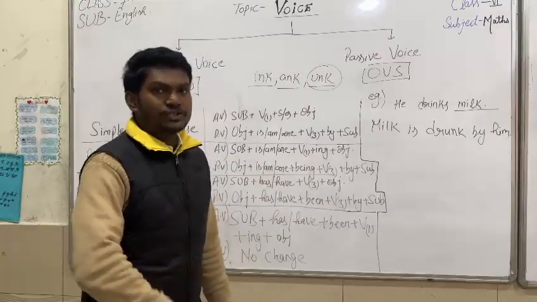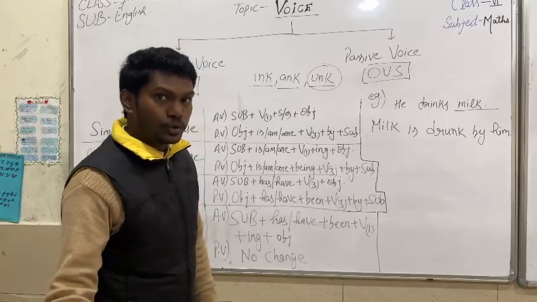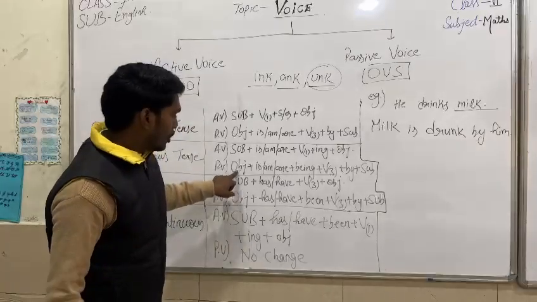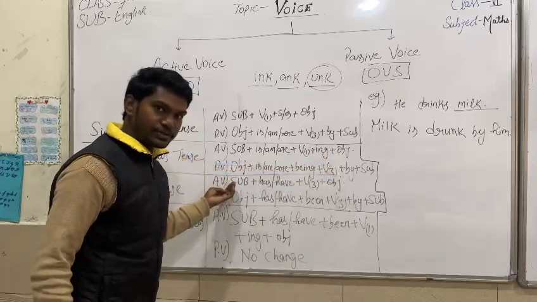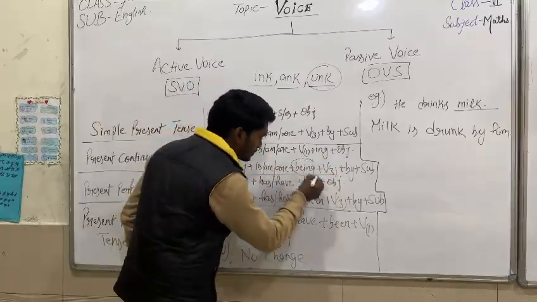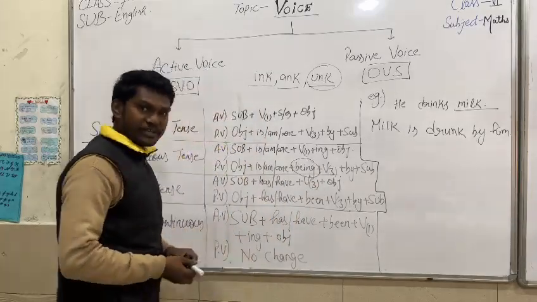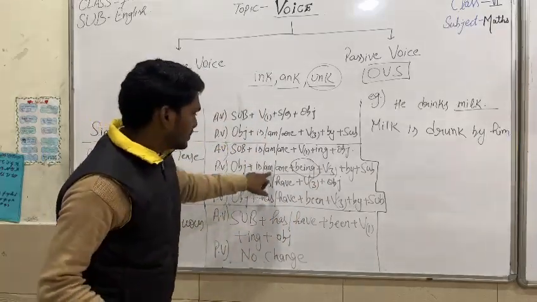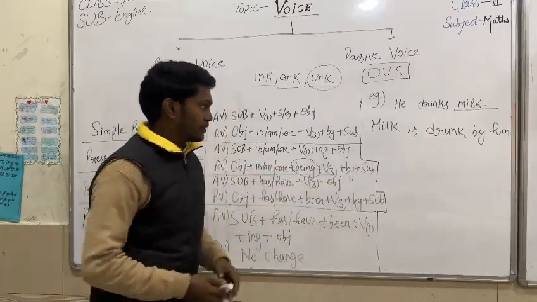This is the active voice rule of present continuous tense. Now, to convert it into passive voice, the rule goes as object plus is/am/are. Object is taken at the first. Object plus is/am/are plus being. This is the most important thing to write down in the passive voice. Object plus is/am/are plus being plus third form of the verb plus by plus subject.